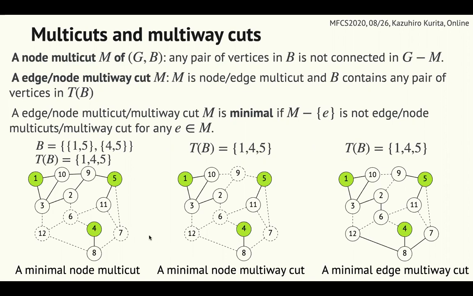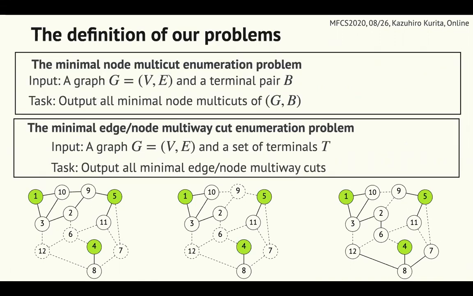Please look at this figure. This is a concrete example of a minimal node multicut. In this figure, we disconnect any pair of vertices in P. And in this figure, any terminal pair is disconnected. Finally, by removing these dotted edges, we can disconnect all pairs of terminals.